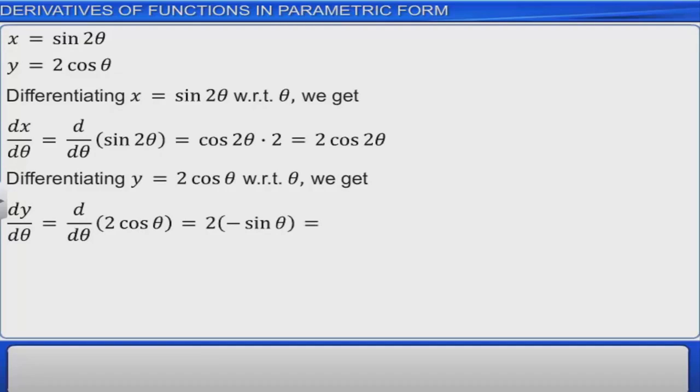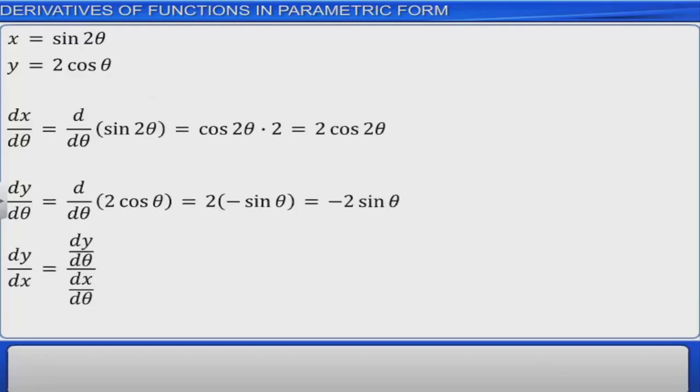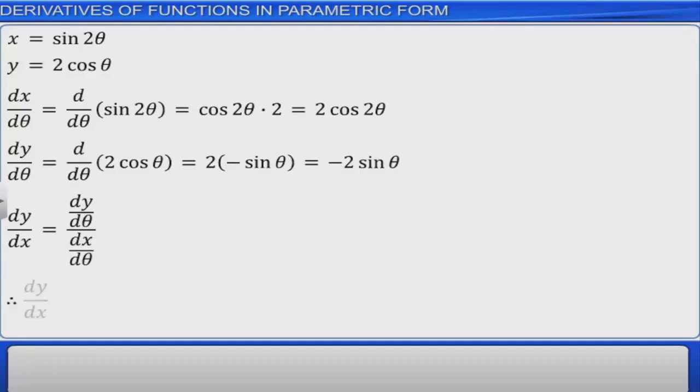Now, dy by dx can be written as dy by d theta divided by dx by d theta. Therefore, dy by dx is equal to minus 2 sine theta divided by 2 cos 2 theta, which is equal to minus sine theta divided by cos 2 theta.